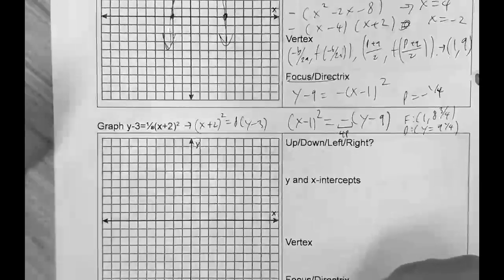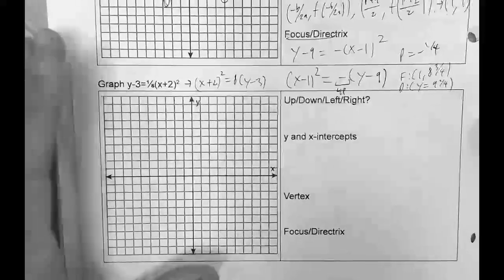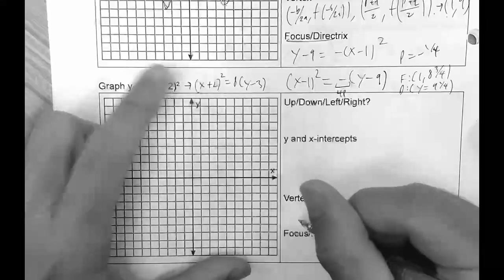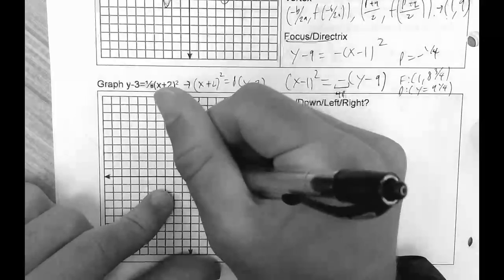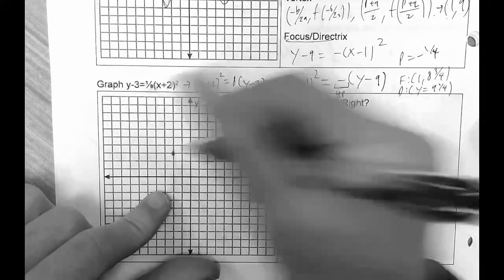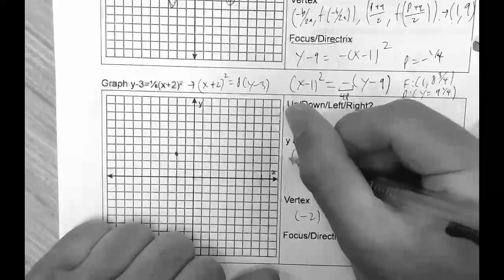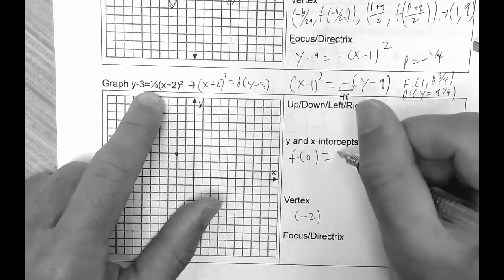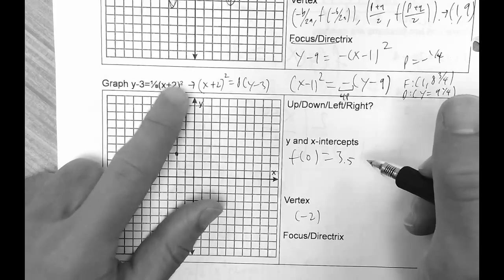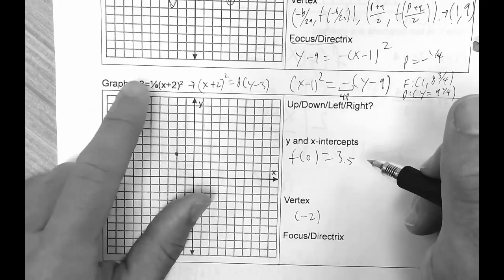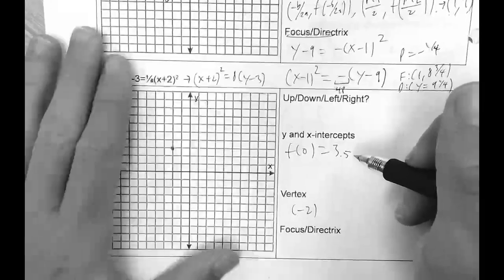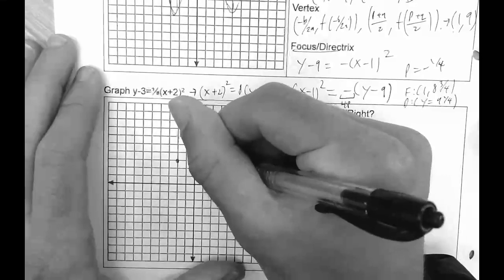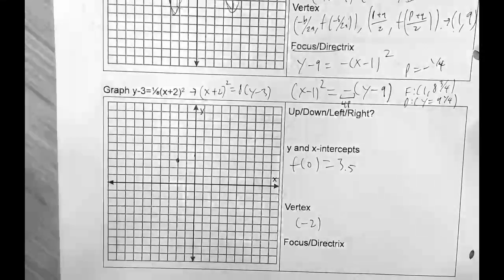Okay? From here, it's pretty straightforward. So the vertex, we can see it's negative 2, 3. What else? We have the y-intercept, so that's just f of 0. That would be easiest back in this one. We'll get a 3.5, right? 0 plus 2 squared is 4. That's 1/2, then plus a 3, 3.5. So the y-intercept is 3.5.